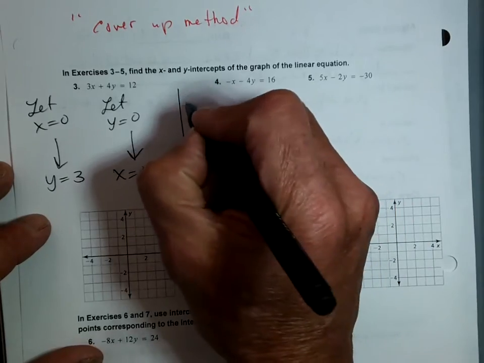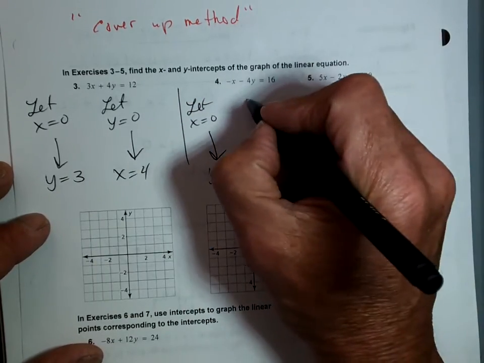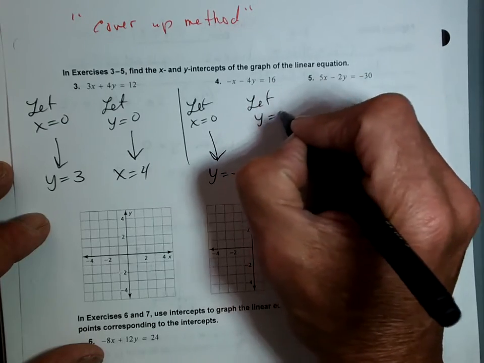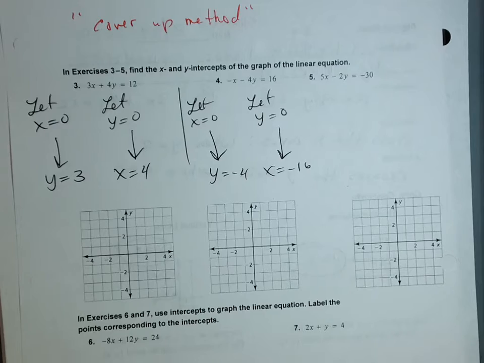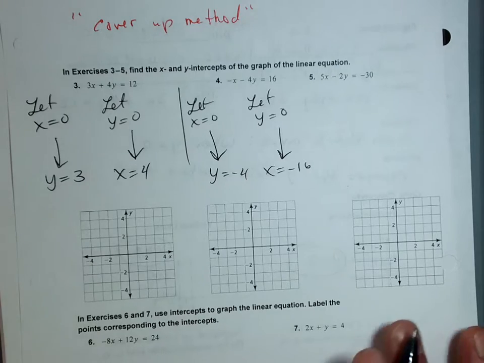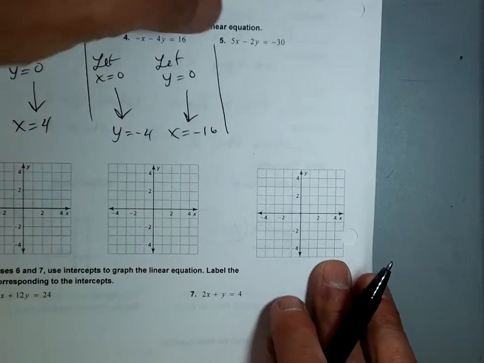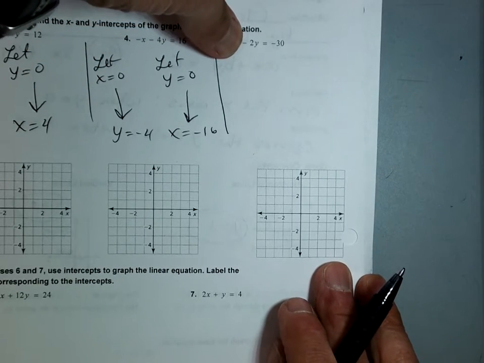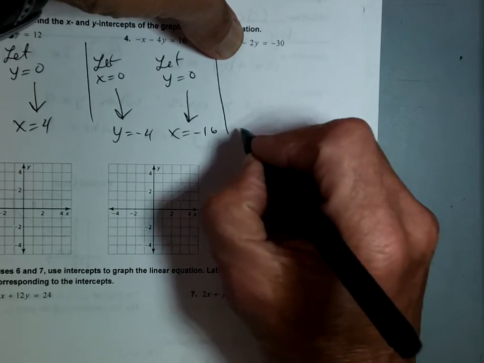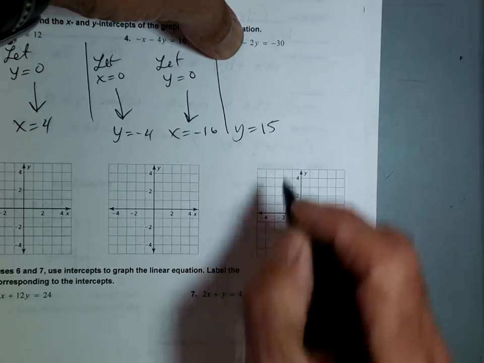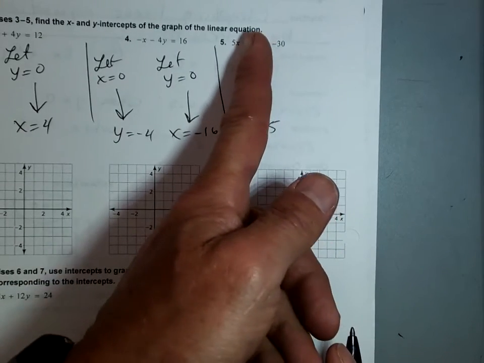Or if I let x equal 0, I get that answer. And if I let y equal 0, I get that answer. But it's so easy just to cover it up and do it in your head, right? You guys agree? Okay, number 5. Let's do number 5 real quick. If I cover up the x, what's y equal? 15. Right? Y equals 15. Okay, if I cover up the x, what's the y equal?